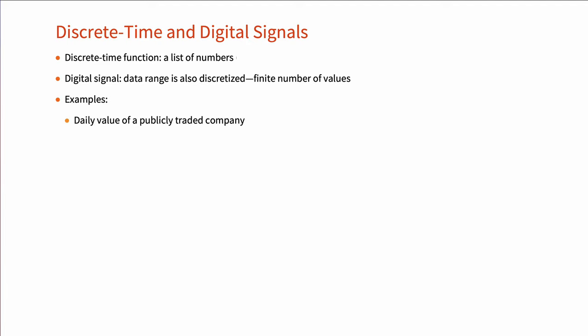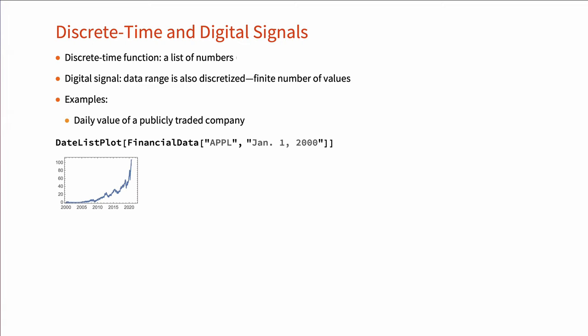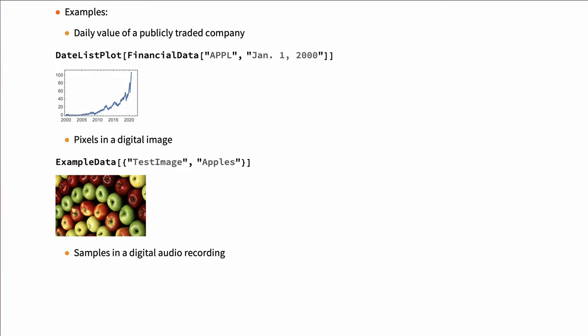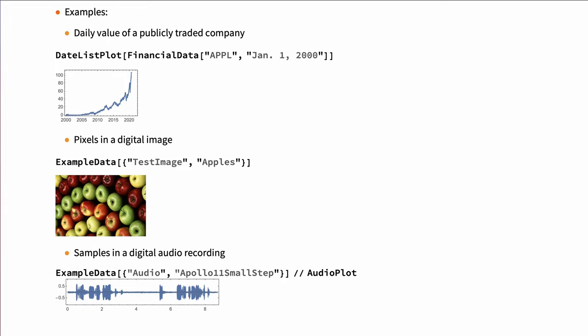For example, the daily value of a publicly traded company, as shown here, is an example of a discrete time signal. Or pixels in an image captured by a digital camera is an example of a digital signal. Another example would be samples in a digital audio recording.